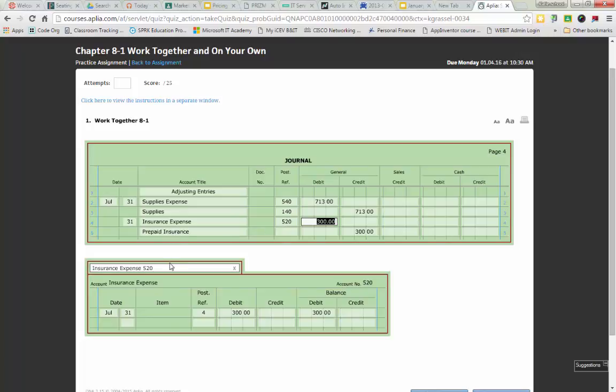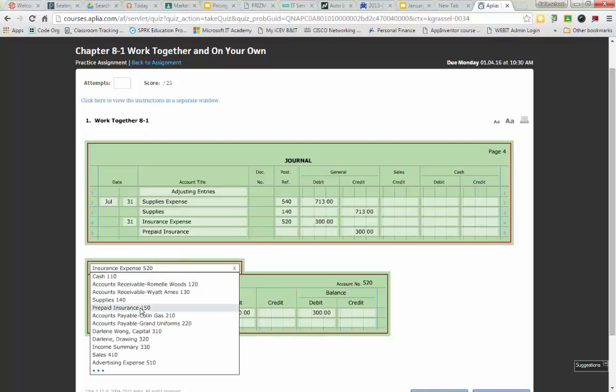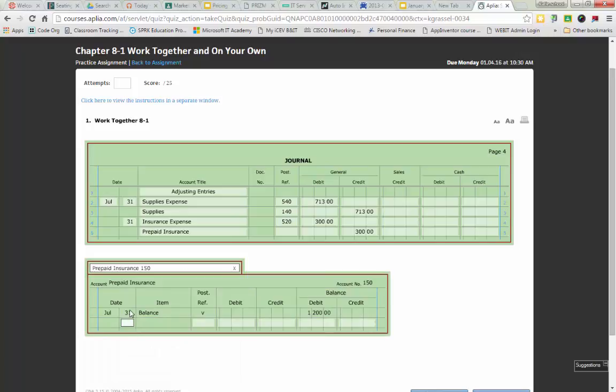The last one I post to is going to be prepaid insurance. Prepaid insurance will be done very similar to our supplies. It has a previous balance in there. I put the date of the 31st. Post reference is 4. And I am crediting prepaid insurance $300. It has a balance of $1,200. Its new balance is now $900 because I have to subtract. It has a debit balance of $1,200 and I just credited it $300. The difference between the two is $900. The last step I do is put account number 150 back up top.